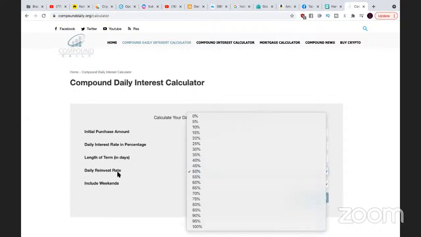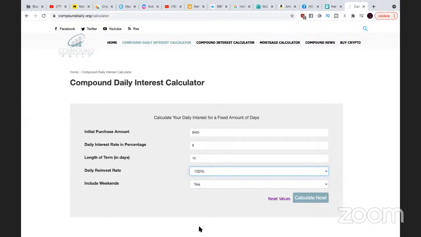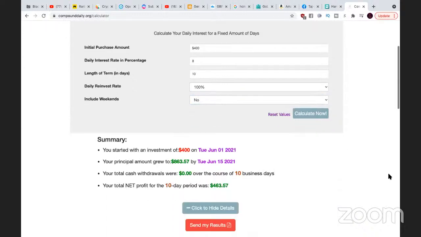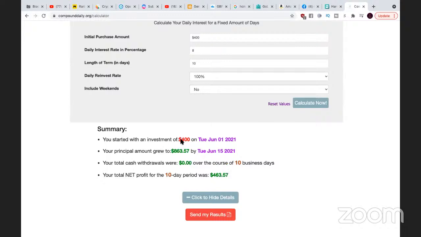Say it's 10. Right here where it says daily reinvestment rate, it's 100%. Why? Because we're not pulling any money out. We're keeping the money in and just reinvesting, right? Where it says including weekends, no. Then you go to calculate. Now you see if you start off with $400, right? By 2 weeks, you start off on the first.